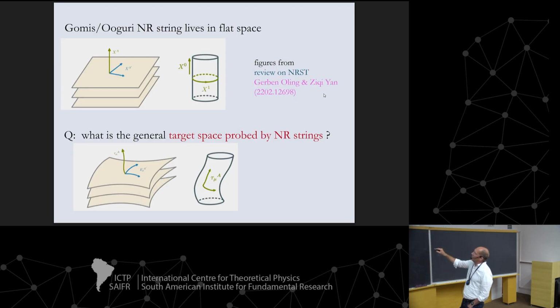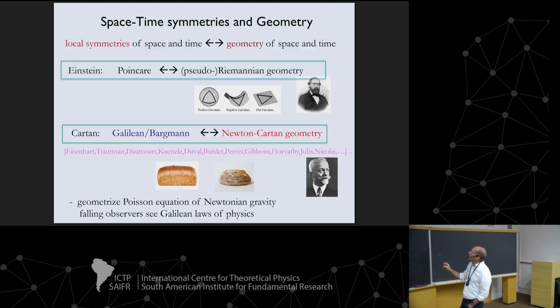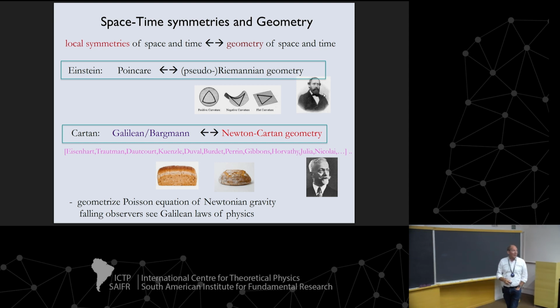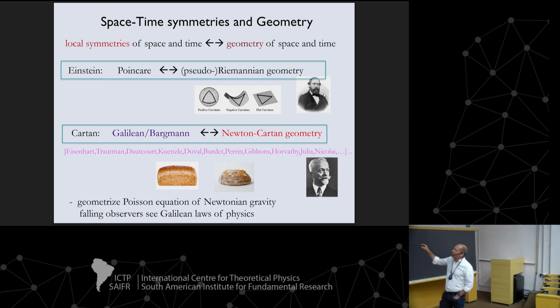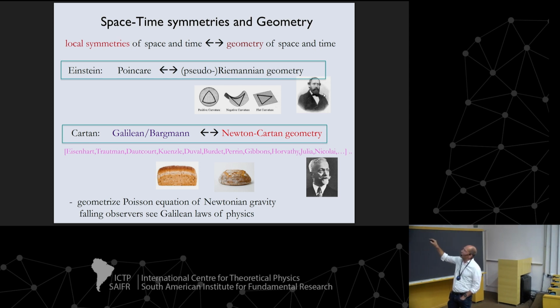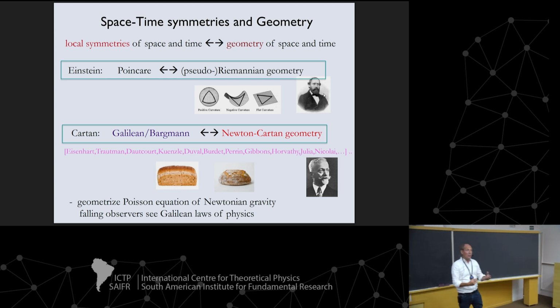So the question is, how can we generalize this to a non-Lorentzian space-time? And this is where the concept of Newton-Cartan space-time comes in. In a nutshell, what Riemannian geometry is to local Poincaré symmetry is what Newton-Cartan geometry is to local Galilean symmetry.